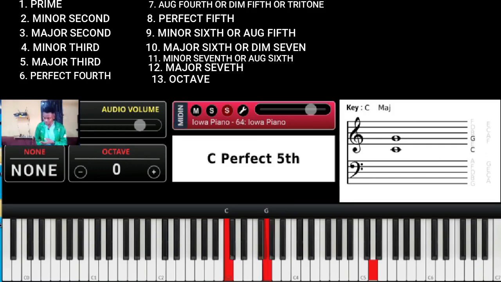Alright, this is the perfect fifth. This is the minor sixth, which can be called the minor sixth or the augmented fifth. This is the major sixth. This is the minor seventh, or can also be called the augmented sixth. This is the major seventh, back to our octave.